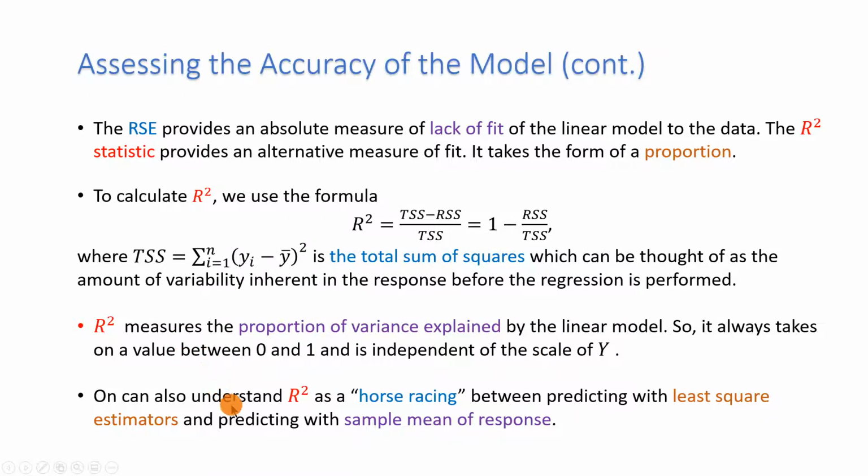And one can understand the R squared as a horse race between predicting the data set with your linear model fitted by least square estimators, and predicting with simply the sample mean of y, right? So if you treat this y bar as a special estimator of yi, you can think of this TSS as the residual sum of squares by predicting each yi by the sample mean of y, right?